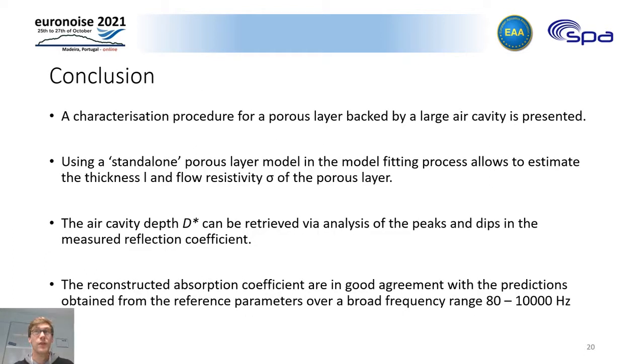So in conclusion, a characterization procedure for a porous layer backed by a large air cavity is presented. The originality of this model fitting is that we used the standalone porous layer model in the model fitting process, which allowed us to estimate the thickness and the flow resistivity of the porous layer much better than by using simply a transfer matrix approach to model the system. And the air cavity depth, D star, was retrieved not by model fitting, but by analysis of the peaks and dips in the measured reflection coefficient.